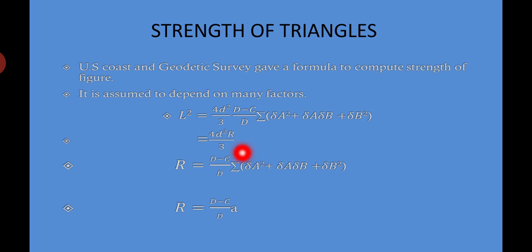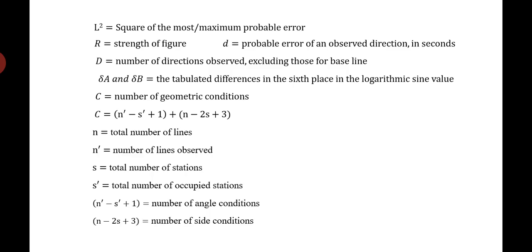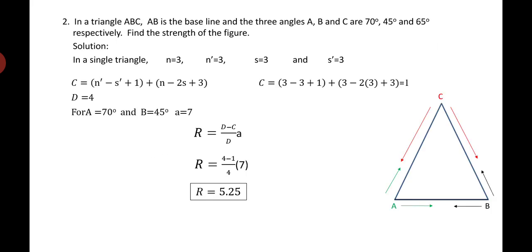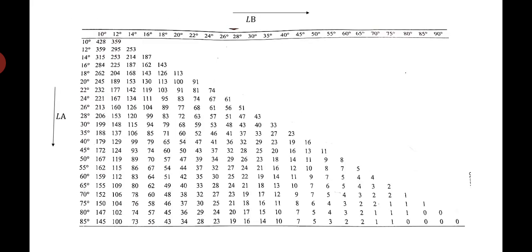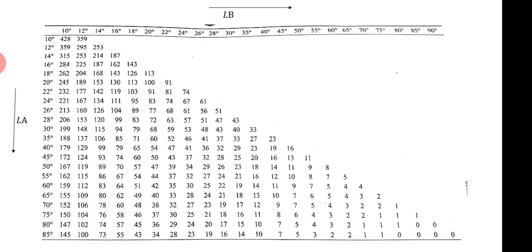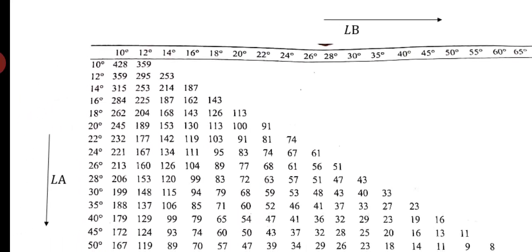Now here, if you see 4d square by 3r, if we take this whole thing as r, then this is what I have shown here. We are going to consider this whole thing as r. Now this value you can get from a table. I'll show you where that table is. Here it is in my slide. Yeah, this is the table. This table gives you the value of the sum of rho a square plus rho a rho b plus rho b square. Now that value you can get here, for example, for 10 degrees you will be having an angle here.